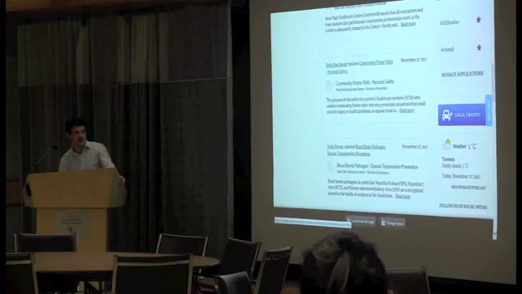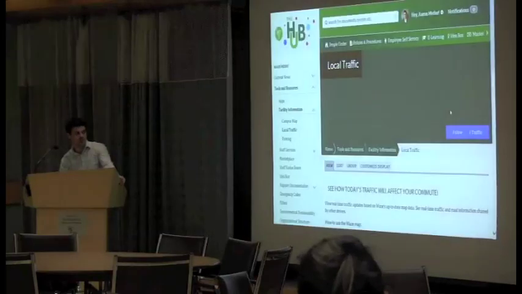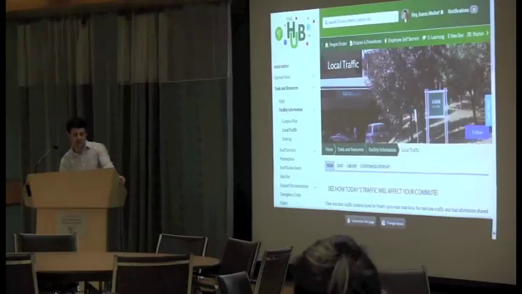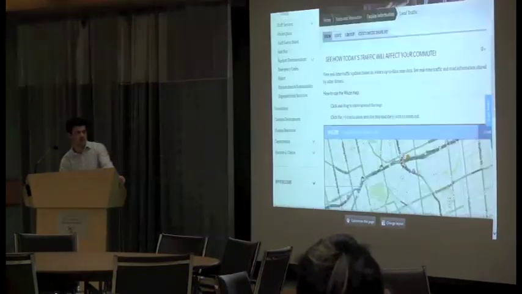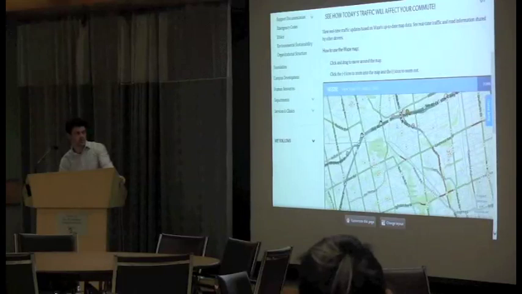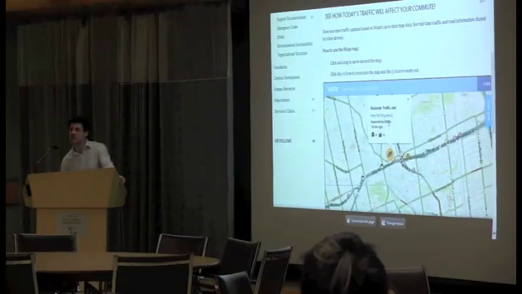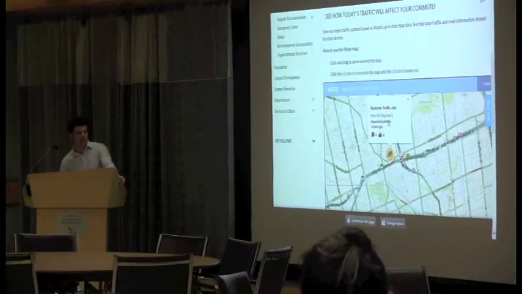Here's our local traffic button. This will actually render a real-time traffic map. So you can go here and check out all the little areas that may have information about a traffic jam or any type of interruption on your way home, which is great.